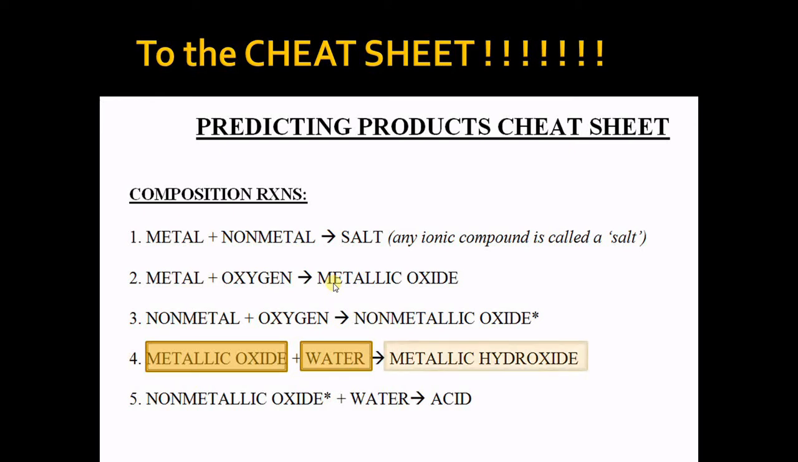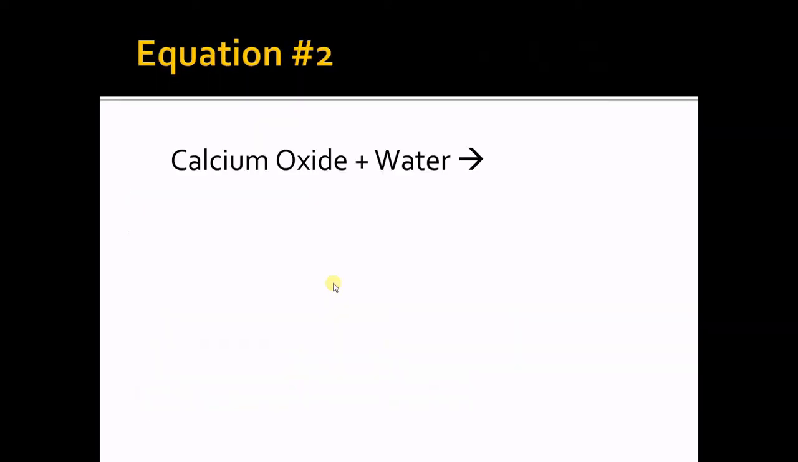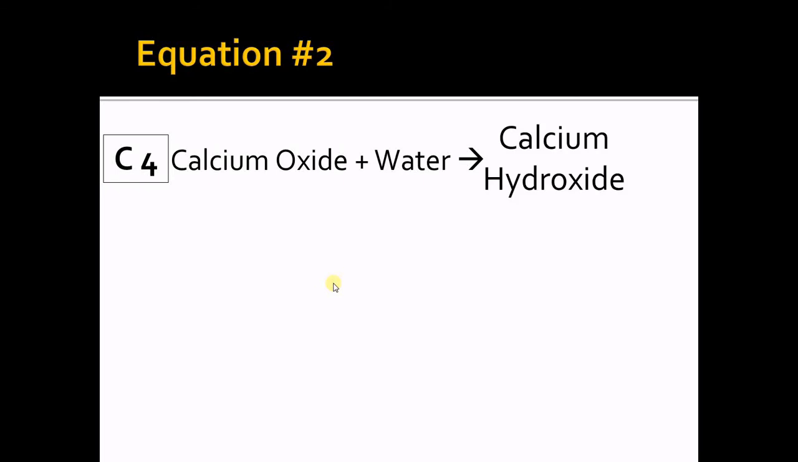So once we figure that out, go back to your packet here, and let's fill in the rest of this on our note sheet. So first thing you want to do is fill in reaction type and category number. So this one is a C4, and the product is a metallic hydroxide. So calcium being our metal, you write calcium hydroxide as your product. Once again, this is the most difficult part. Once you do this, the hard part's over. It's just writing formulas and balancing equations from here on out.